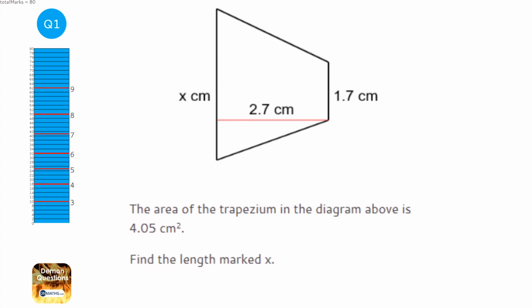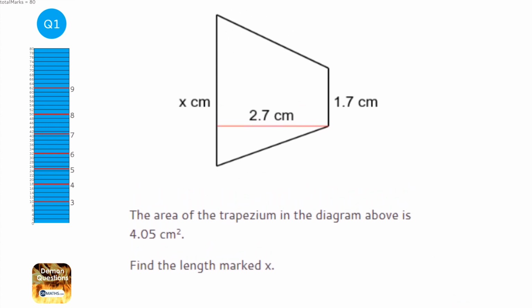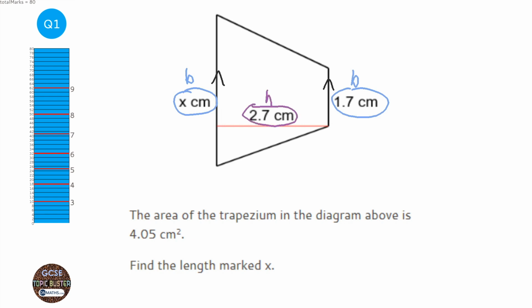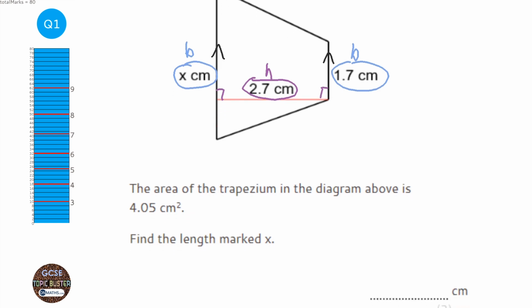Okay, so we're asked to find the length marked x. So it's a trapezium, so it has one pair of parallel sides. And to work out what the area is, we add together both the bases, which are the two parallel sides. We halve it, and then we times that by the height. Now the height is the thing that connects both the bases at right angles. So I'm going to write all that down.